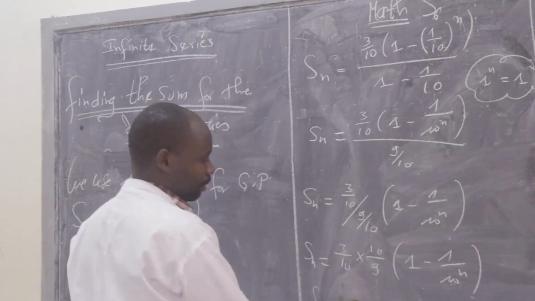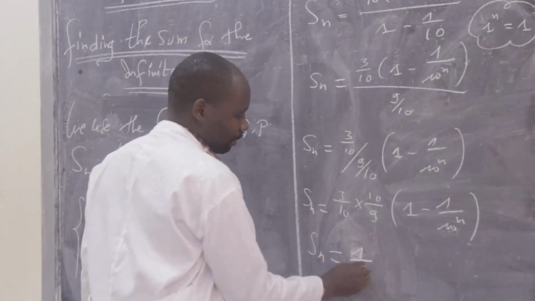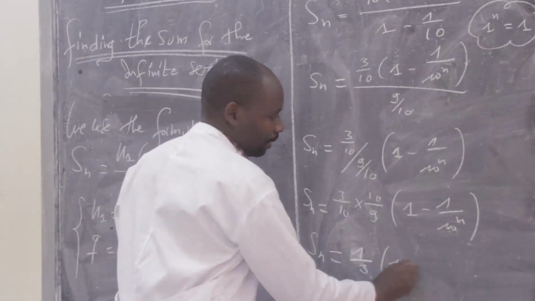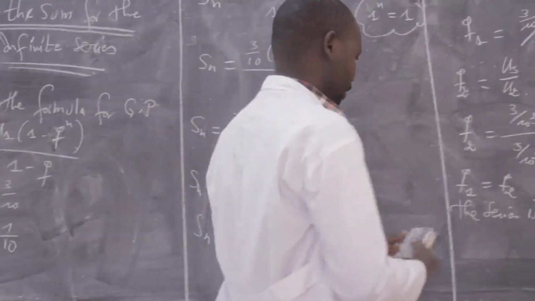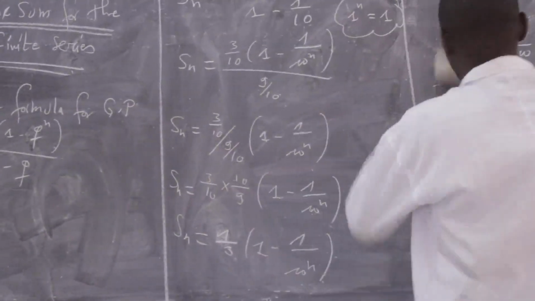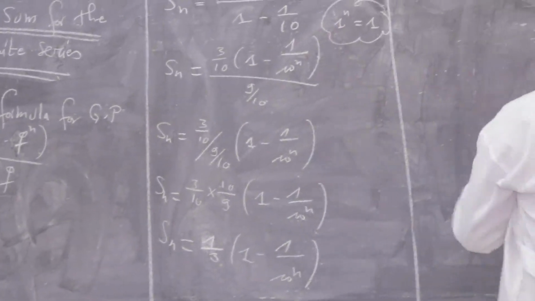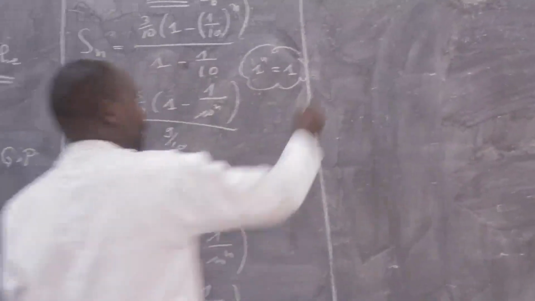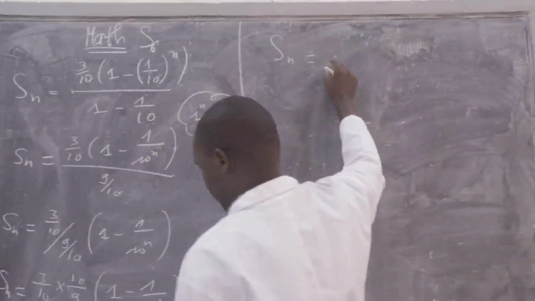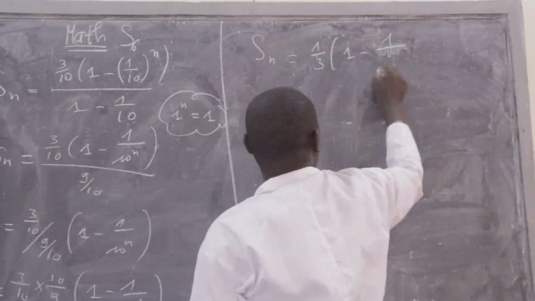The sum will be equal to 3 over 9, which is 1 over 3, times 1 minus 1 over 10 power n. Now this is our sum, 1 over 3 times 1 minus 1 over 10 power n.